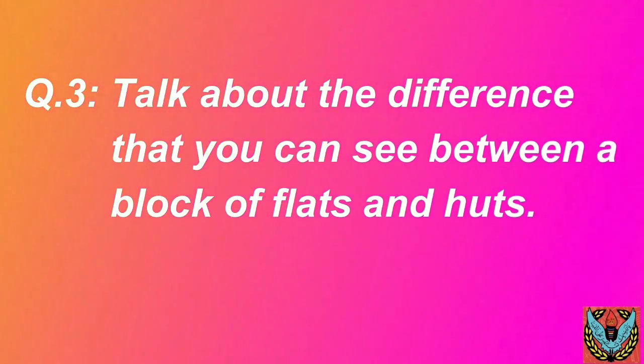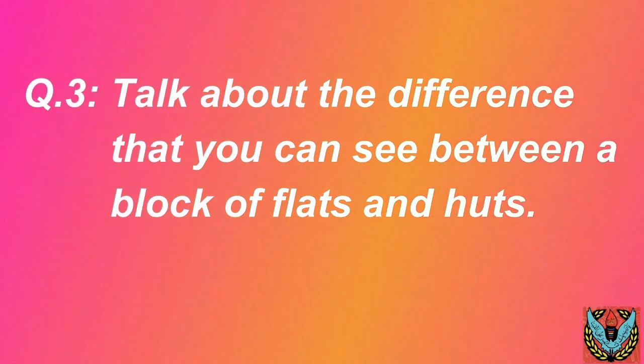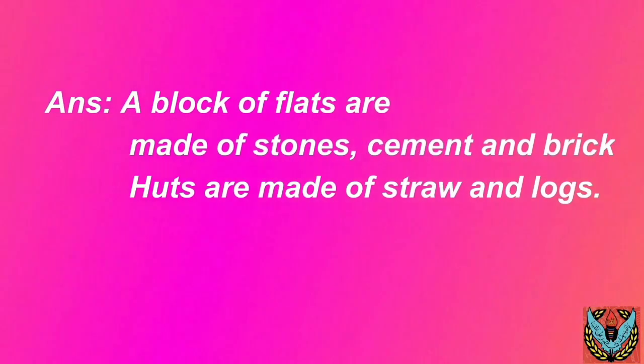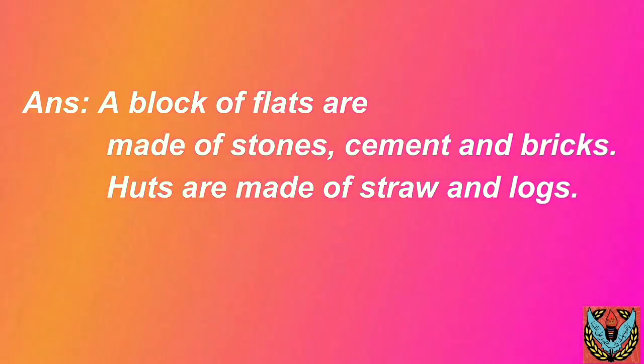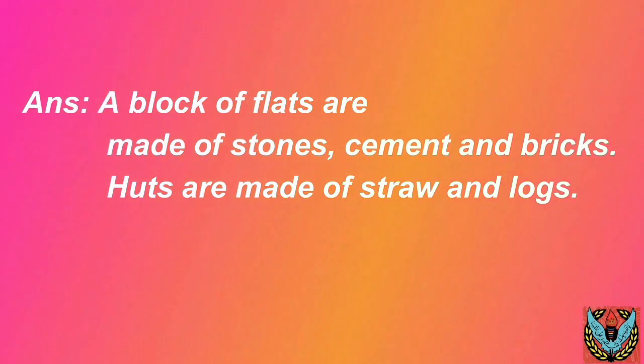The third question is, talk about the difference that you can see between a block of flats and huts. Answer is, a block of flats are made of stone, cement and bricks. Huts are made of straw and logs.